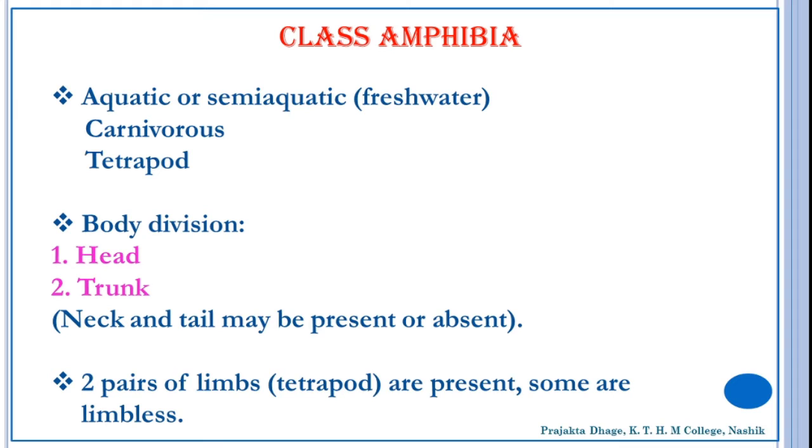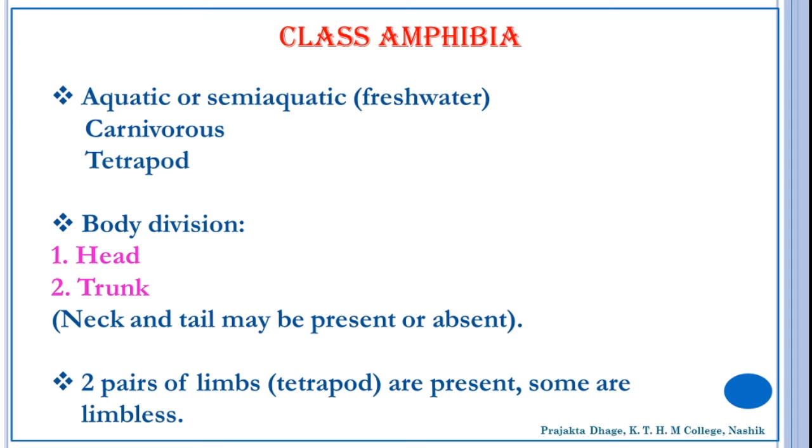vertebrates. Now if you see the body division, a distinct head will be present and an elongated trunk will be present. So distinct head and elongated trunk are the characteristic features of these organisms. Now when we talk about neck and tail, they may be absent in some forms and present in other forms. In case of frog, neck is absent and tail is also absent. In case of salamander, you can find the tail is present.